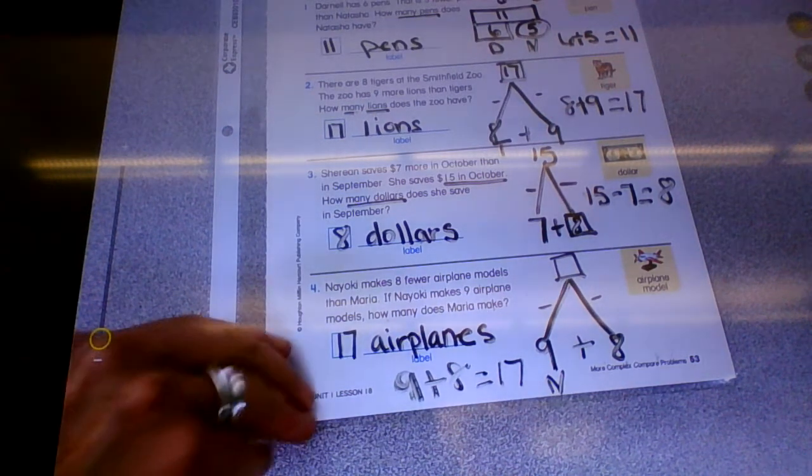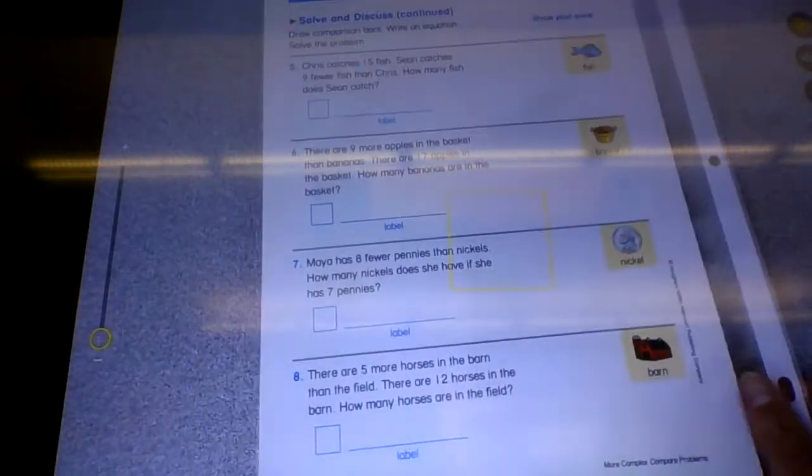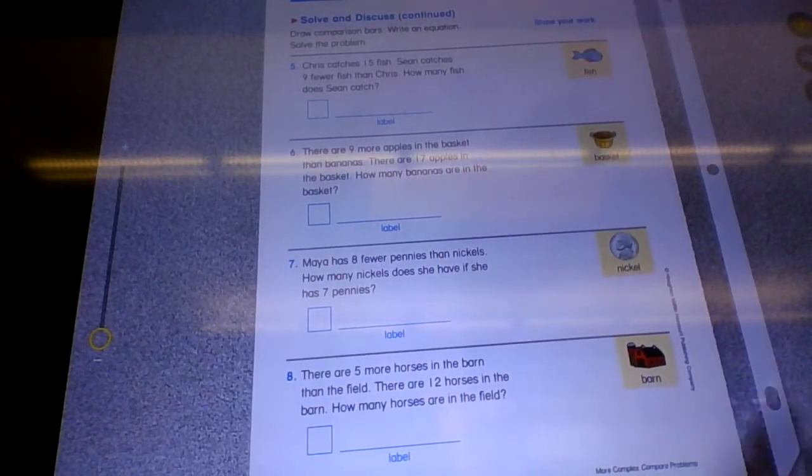All right, so the backside is all you. You have 5 on your own. Use comparison bars if that's what you're comfortable with. If not, use a math mountain.